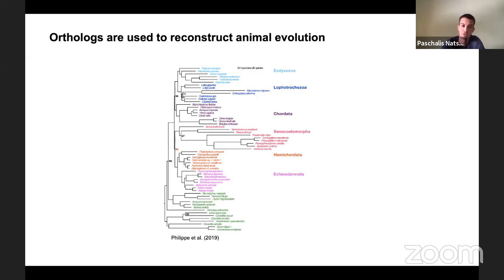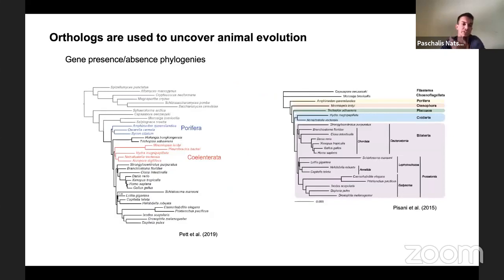This ability to examine complete gene sets has also allowed us to use orthologs and homologs in other ways too. First, this information can be used as a source of data for reconstructing the phylogenetic trees themselves. Here we see two recent publications that use matrices of presence and absence of orthologs to infer the animal phylogeny. And these two trees are highly congruent with the phylogenomic tree I showed before.